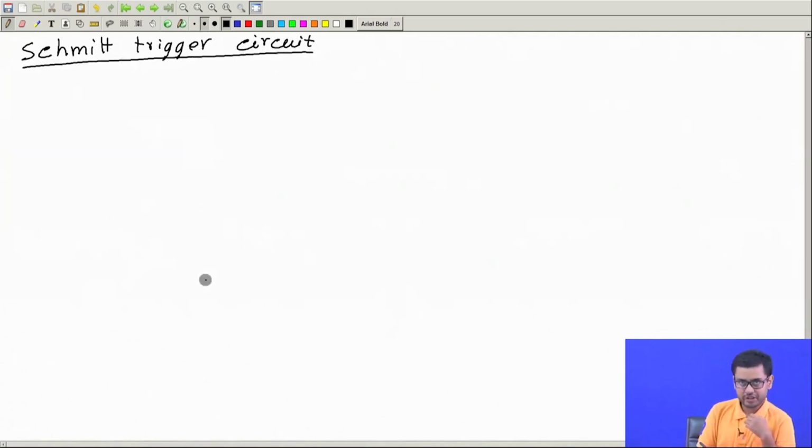You may recall that in an additional video, we have seen this while studying op amps, and I just mentioned that a Schmitt trigger is nothing but wrongly connected amplifiers, inverting or non-inverting amplifiers. So, let us first draw inverting and non-inverting amplifier. Let me draw the op amp.